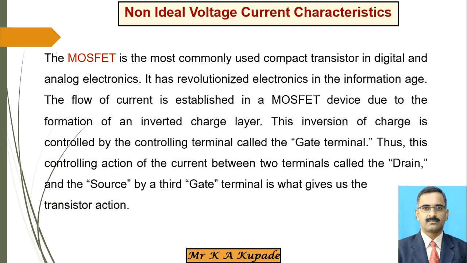The current in the MOSFET flows through the drain to source region due to the gate voltage, and due to that gate voltage the inversion layer is generated. With the formation of this inversion charge layer, the current flows in the MOSFET. This inversion charge is controlled by the gate terminal.